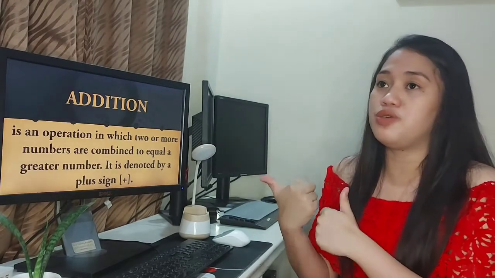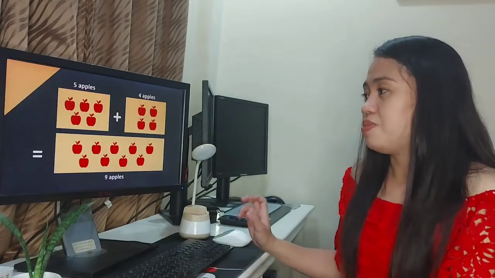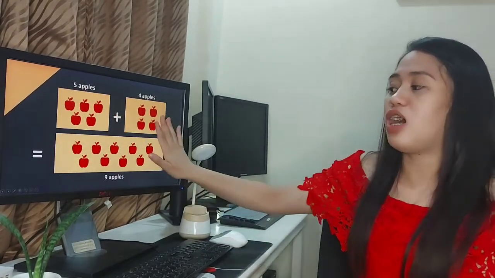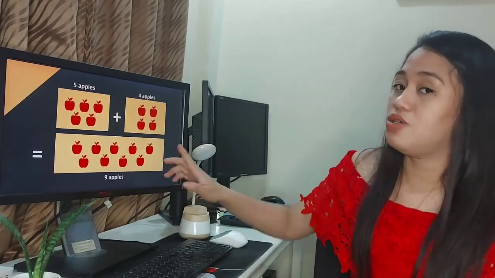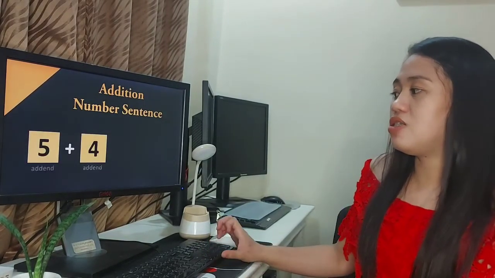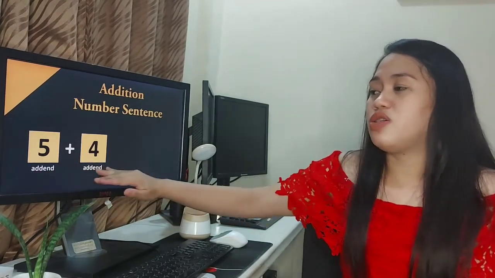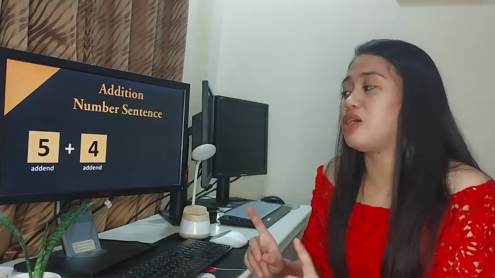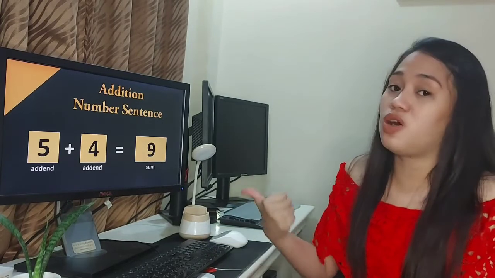And usually, when you add digits, it is denoted by a plus sign. So I have here an example. You have 5 apples plus 4 apples. We combine them, it's a plus sign, then you get 9 apples. So in a number sentence, okay, we have 5 plus 4. We call the 2 digits that we are adding, or we are combining together, as addends. And then the answer, we call it sum.